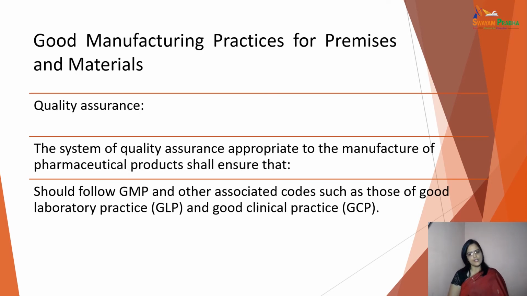Next is quality assurance. Quality assurance is a very wide concept concerning all matters that individually or collectively influence the quality of a product. That means quality assurance is the totality of arrangements made with the object of ensuring that products are of the quality required for their intended use. The system of quality assurance appropriate to the manufacturing of pharmaceutical products shall ensure the following.